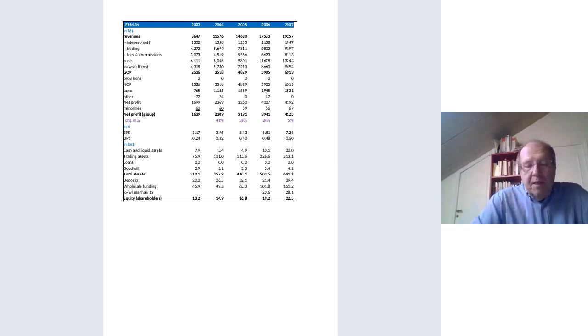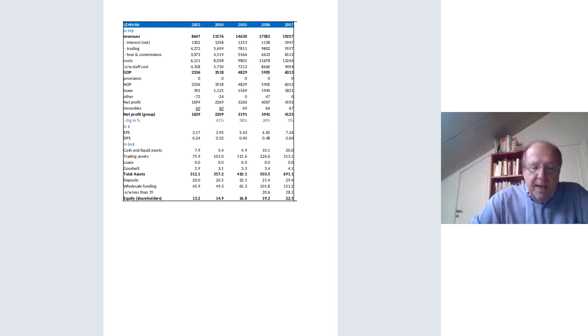But if you look at the growth, it's also a very sharp growth. You see between 2003 and 2006, the bank doubled more or less the net profit. Top line was not growing that fast, but it was growing. The EPS was doubling if you take 2006.